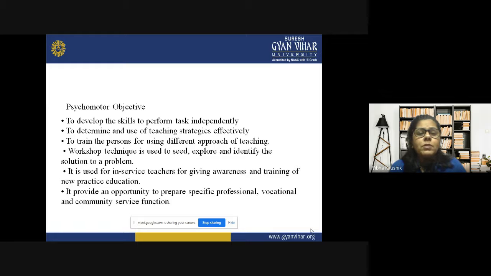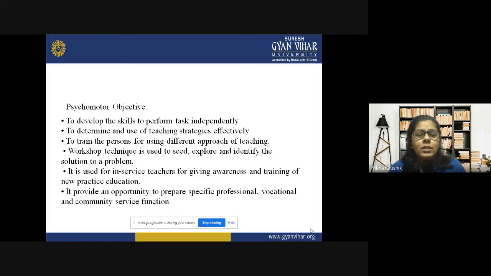The first one is to develop the skill to perform tasks independently. It will develop the skill of the participants so that they can perform their tasks independently. The second is to determine and use teaching strategies effectively: to find out the different teaching strategies first, and how to use these teaching strategies effectively. The third one is to train the persons, who are the participants of the workshop, to use different approaches of teaching, so that they can use them in the teaching learning process.